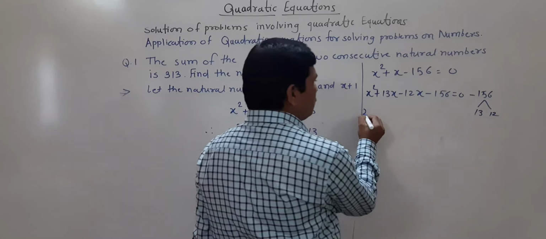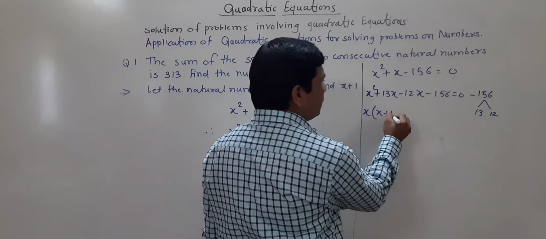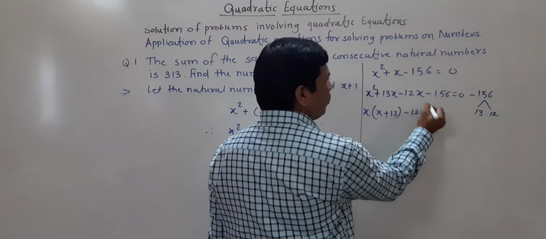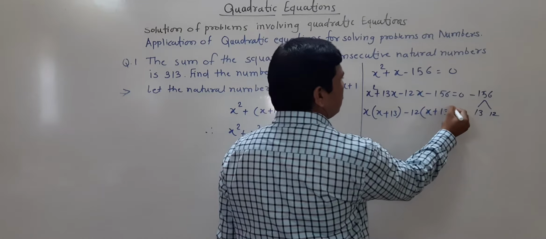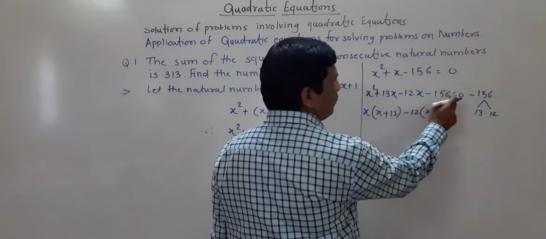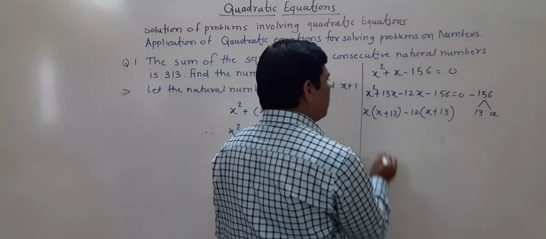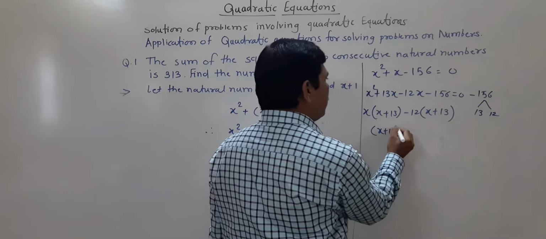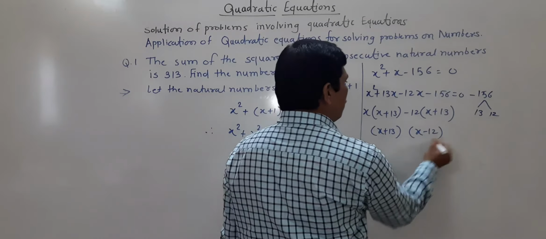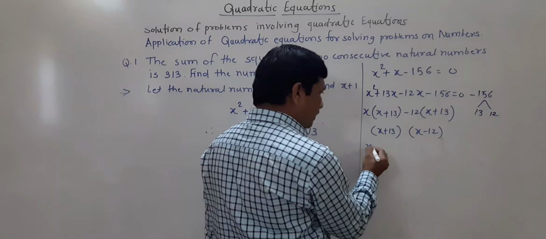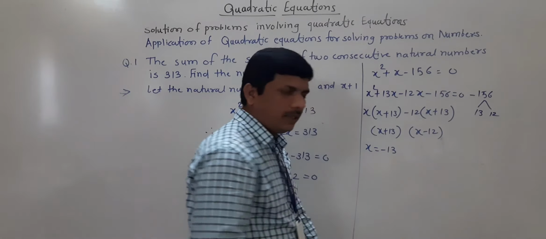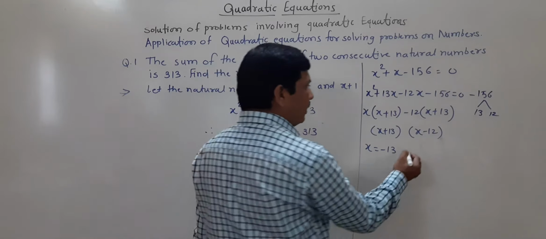Now from this we will take x common, and 13 common from the rest. So x plus 13 is the first bracket and the second bracket is x minus 12. Okay, so you will get finally x is equal to minus 13 or x is equal to plus 12.